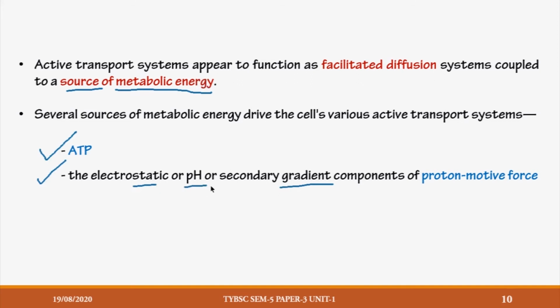The second is called a gradient. The gradient can be electrostatic, meaning ions, pH gradient, H plus ions concentration gradient, as well as secondary gradient. We will learn about the second type of metabolic energy in the upcoming lectures, and that is with the help of a proton motive force. So what exactly is this? Let's just get a basic understanding.